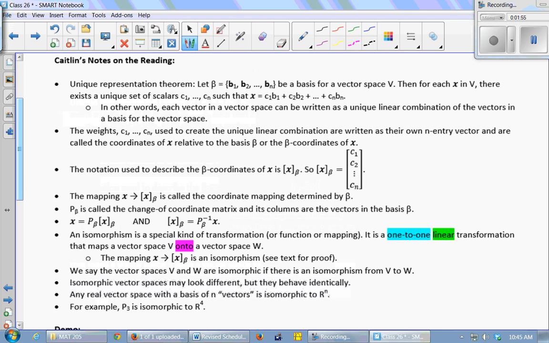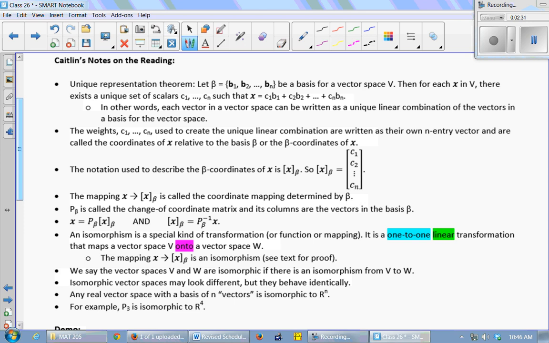Okay, so we have this thing called the unique representation theorem. It says that if you have a basis for a vector space V, then any vector in that vector space can be written uniquely as a linear combination of the vectors in the basis. We know it can be written as a linear combination because the basis spans the vector space. That's the definition of spanning: any vector in the space can be built from the vectors in the basis. And we know it's unique because the vectors in the basis are linearly independent.